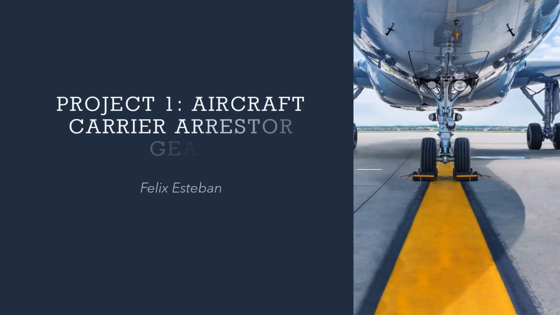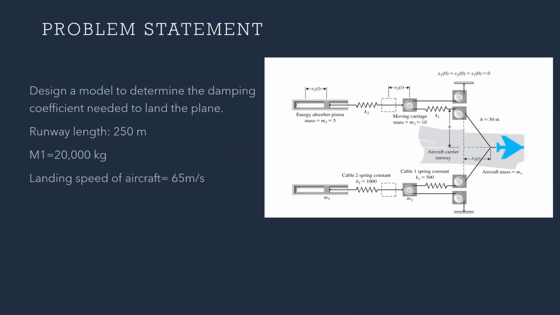This is Project 1, Aircraft Carrier Arrestor Gear. Now, the assignment for this project is to design a damping system that helps land a plane on an aircraft carrier. As we know, aircraft carriers have a very short runway. This means that the plane has to land in a very short amount of time and in a short amount of distance. Now, here's a system that describes how a plane usually lands onto an aircraft carrier.